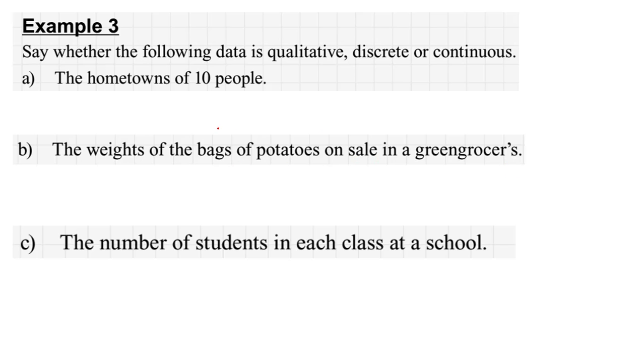The weights of the bags of potatoes on sale in a greengrocer. Now here, you're talking about the weights. The weights will take numbers. For example, you can say 2 kilograms, or you can say something like 1.5 kilograms, or you can say something like 50.9 grams. So you're going to be having numbers there. So straight away, it's going to be quantitative. But because you are getting them by measuring, and because they can take any value, including decimals and fractions, we say they are continuous.